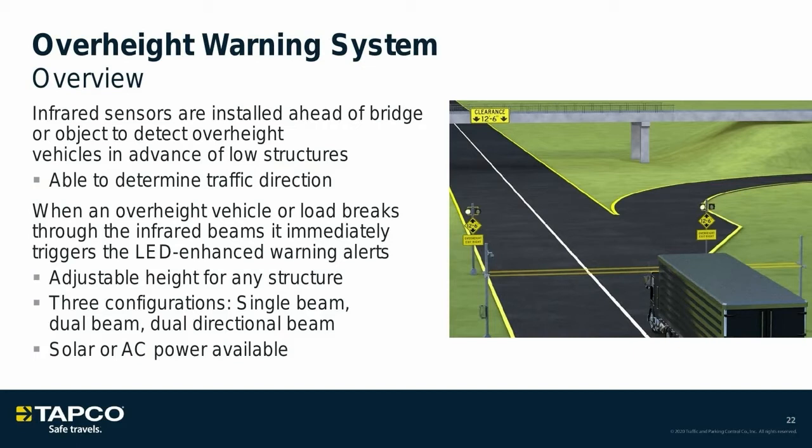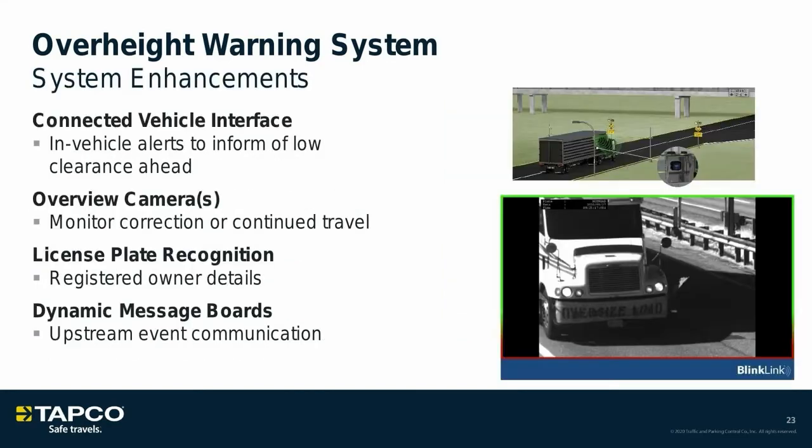We would need the location. We would look at it and design a system that's best fit for that specific location. System enhancements here, we can do a connected vehicle interface. So if the vehicle has the connected vehicle interface or the onboard unit inside of it, we can do that. Obviously, the TAPCO-made system would need to have the connected vehicle interface within our system in order to do this, but it is an option that we have.